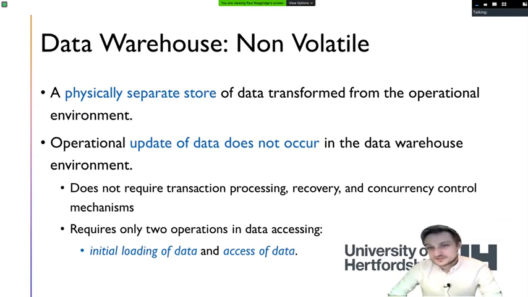A data warehouse is non-volatile. This is because it's not using OLTP, so there aren't those daily transactions going into the data warehouse. A data warehouse tends to stay the same day to day, only being updated on a given set frequency.